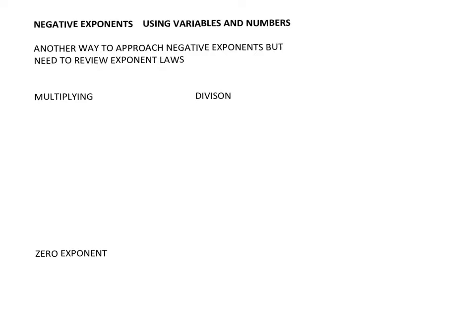When you multiply, for example, x^2 times x^3, what do you do with exponents when you multiply bases that are the same? You just add them and you get x to the power of 5. Now what happens if you subtract? Let's say I have x^5 divided by x^2. What do you do with exponents when you divide bases that are the same? Well, you would subtract them. That gives you x^3.